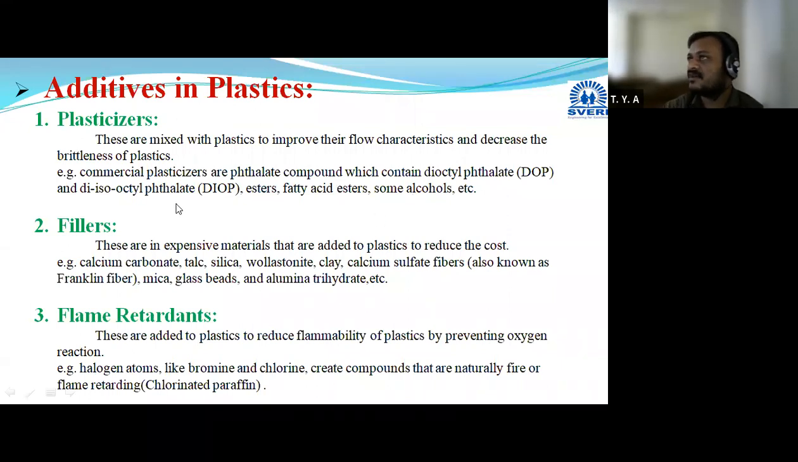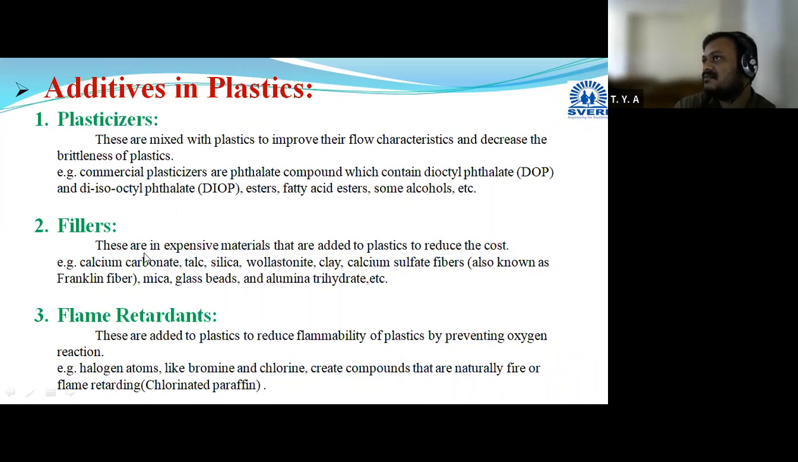Now, what you have to remember here is the effect of this. The material you are going to use to improve the flowability and decrease the brittleness will be termed as plasticizer, and a few examples. Then the second additive used in plastic is fillers.